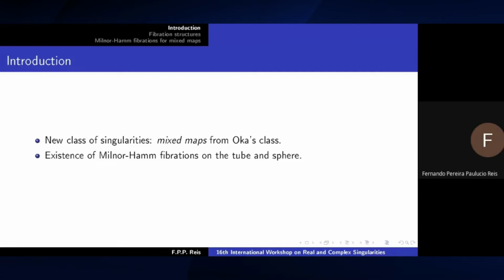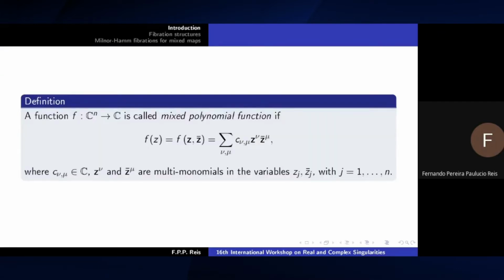For us, a function from C^n to C is a mixed polynomial function if it is equal to the sum of c_ν z^ν z̄^ν, where c_ν are complex constants and z^ν and z̄^ν are multimonomials.